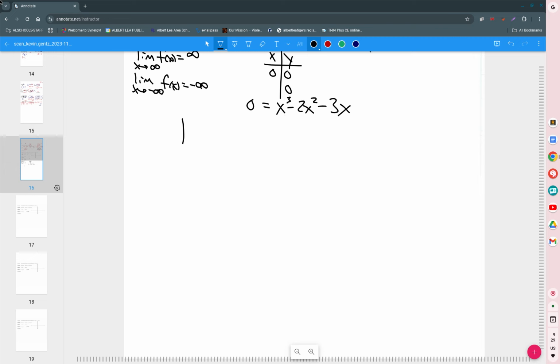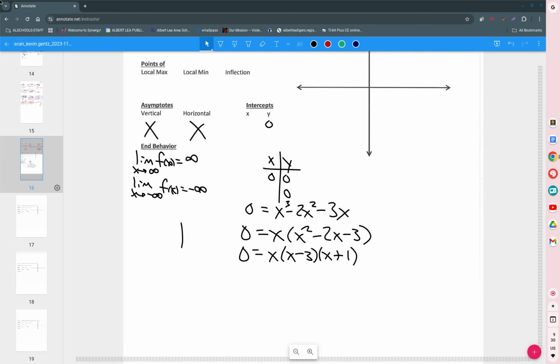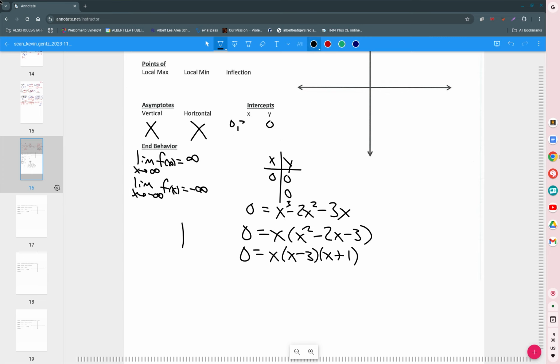Okay? I'll factor out an x, and I get x squared minus 2x minus 3. Does that factor? It does. And I have 0 is equal to x times (x minus 3) times (x plus 1). And so I can see that it has 3 x-intercepts: 0, 3, and negative 1. All this we've seen before really in our college algebra class.